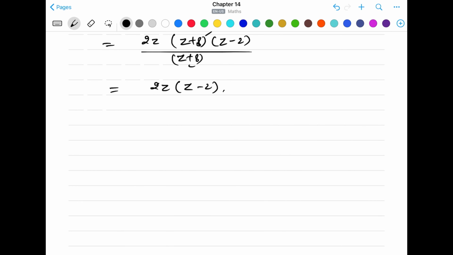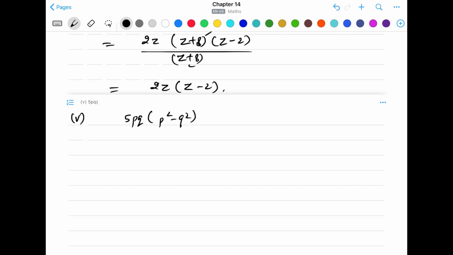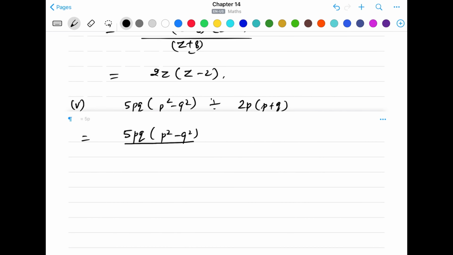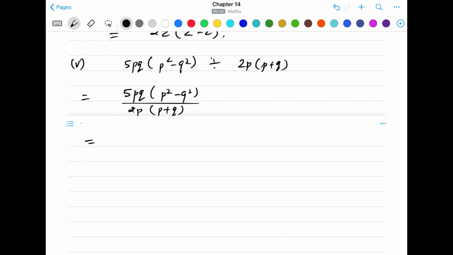Now part 5 is, we have 5pq into p square minus q square divided by 2p into p plus q. Let's write them in division form. We have 5pq into p square minus q square divided by 2p into p plus q. So now this p and p will be cancelled out, and we'll be left with 5q divided by 2.